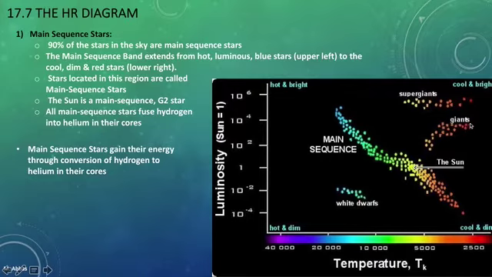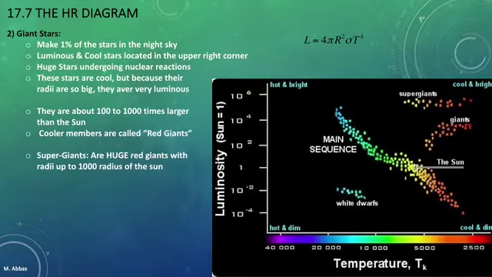All stars in the giant branch are fusing helium to carbon at their core. I hope this is clear. And only 1% of the stars in the night sky are actually giant stars. Then they will soon die out after that.